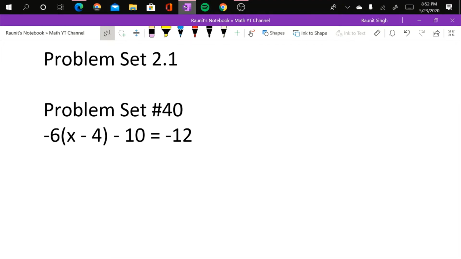Alright, welcome back everybody. So today we're going to be talking about problem set 2.1. Well, we're not going to be talking about it, we're going to be solving some problems in problem set 2.1. And let's get started. So we're going to be starting off with problem set number 40.